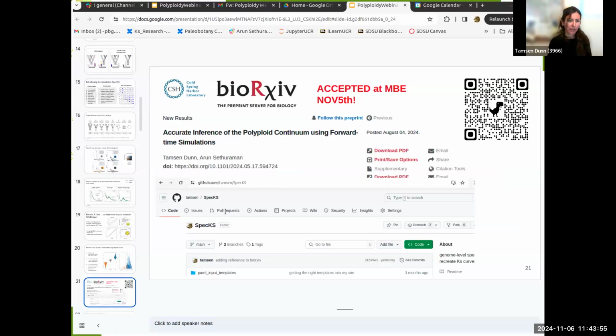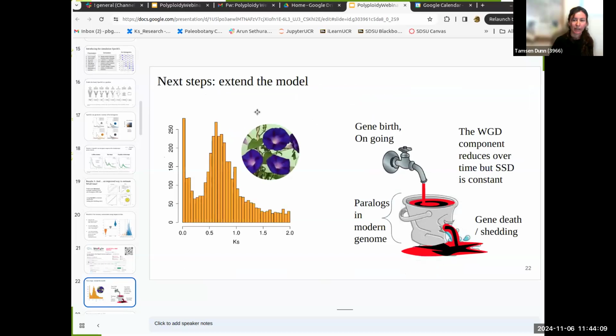And so this software is up now. Sorry, the software is on GitHub. The paper's on bioRxiv, and it's just recently accepted at MBE, so it should be in MBE hopefully soon. The assumptions that I used were pretty simplistic. So there's no selection, there's no tandem duplications.